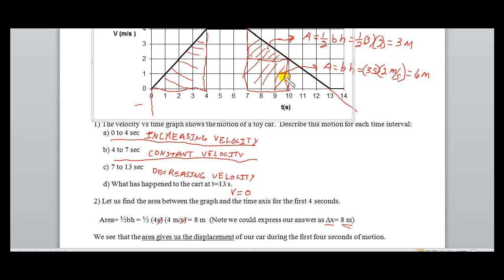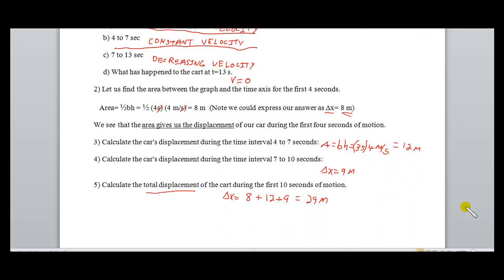And then the rest of this is a rectangle, base times height. The base is 3 seconds, and the height is 2 meters per second. Notice that the seconds cancel, and I get 6 meters. So we sum these two up. 3 meters plus 6 meters gives me 9 meters. So 9 meters of displacement was covered when it went from this particular velocity to this particular velocity, that is, in that short time period. And we go down here and we can check those numbers. There it is, 9 meters.